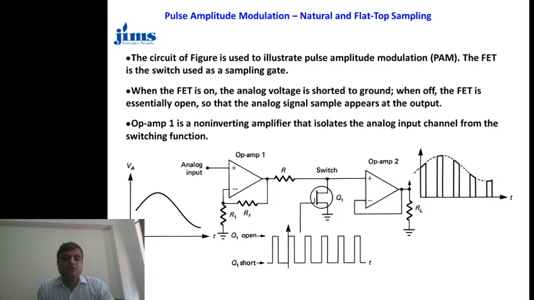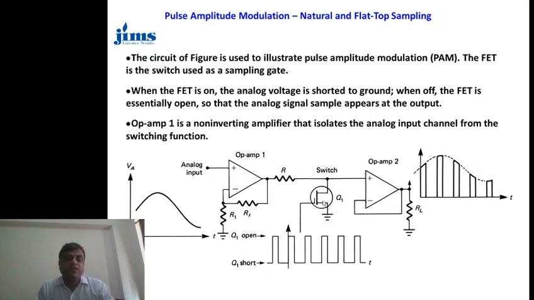When the FET is on, see this pulse input here, this gate is open, and when at this terminal the gate is short, it means this field effect transistor is on or off depending upon the pulse signal. Op-amp 1 is a non-inverting amplifier, and it isolates the analog input channel from the switching function. It means this switching is independent of the input.